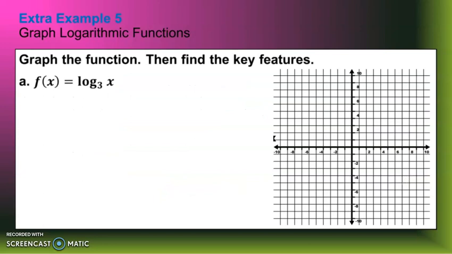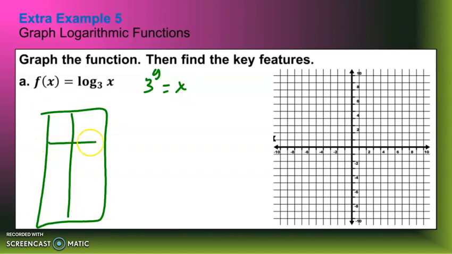Next one, here we're going to graph log base 3 of x. So this would be saying 3 to the y power is equal to x. Again, draw our table of values. This is my x and my y. I choose y values of -1, 0, and 1. 3 to the negative first power is 1/3. 3 to the 0 power is 1. 3 to the first power is 3.